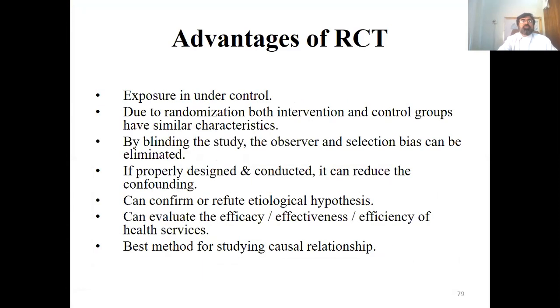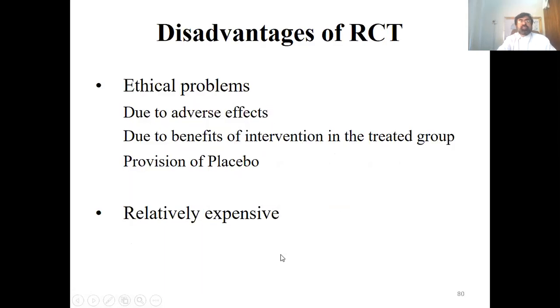Advantages of RCT: exposure is under control. Due to randomizing, both intervention and control groups have similar characteristics. By blinding the study, observer and selection bias can be eliminated. If properly designed and conducted, it can reduce confounding, can confirm or refute an etiological hypothesis, and can evaluate the efficacy, effectiveness, and efficiency of health services. It is the best method for studying causal relationships, the only study.